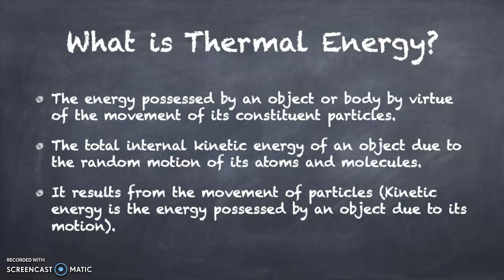Next, we discuss thermal energy. Thermal energy is the energy that is possessed by an object by virtue of the movement of its constituent particles. It is the total internal kinetic energy of an object due to the random motion of its atoms and molecules. It results from the movement of the particles, so it is a type of kinetic energy since it involves motion. Let's look at some examples.